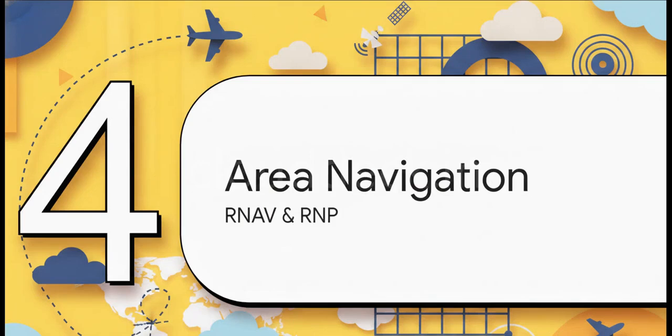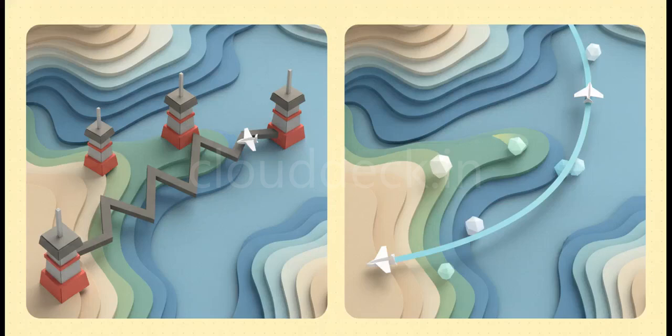Okay, let's leave ground-based radar limitations behind and move into our final segment, Section 4, Area Navigation, covering RNAV and RNP. Under legacy navigation, pilots were forced to fly from one physical ground station, like a VOR or an NDB, directly to the next one. This created these very inefficient, zigzagging airways across the sky.